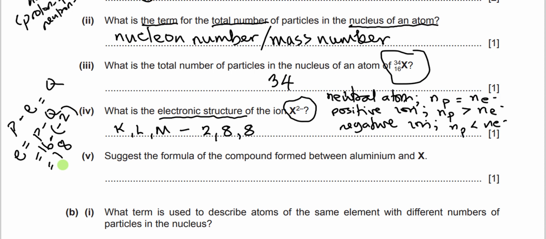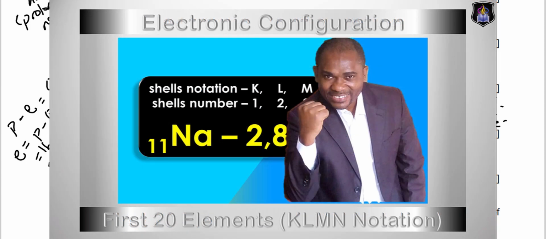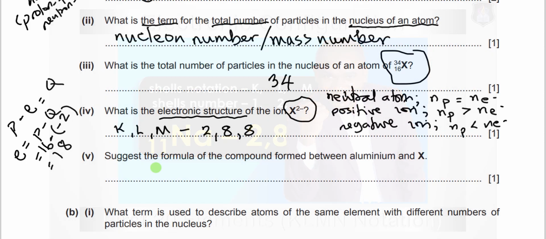So of course, as you can see, the element, the atom here, had to gain electrons to attain the noble gas configuration. Fine. You can learn more about electronic configuration in our video on electronic configuration using the KLMN notation. We have added the link in the description.